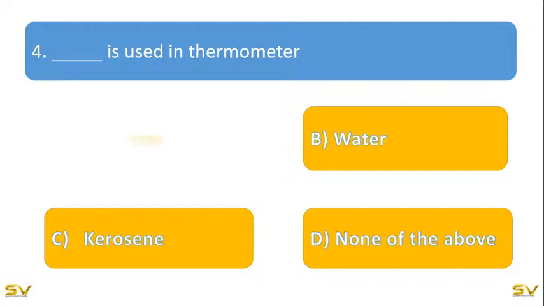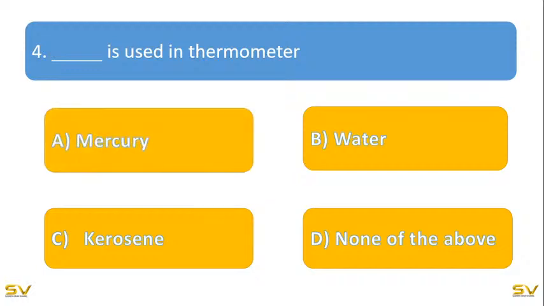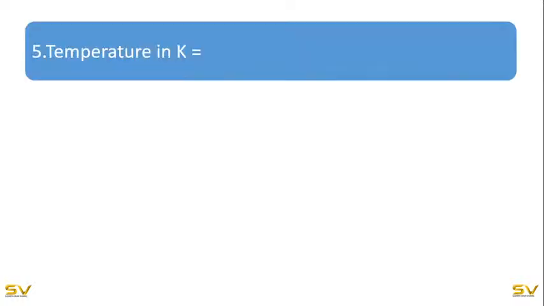Yes, now I'm revealing the answer. It's A, mercury. Mercury is the right answer. Yes, I'm getting a lot of answers. All answers are correct. Very good, because mercury is the one which is used in the thermometer. Yes, your option mercury is correct.